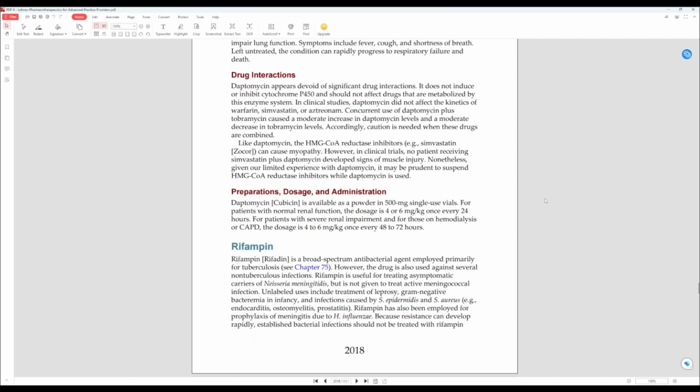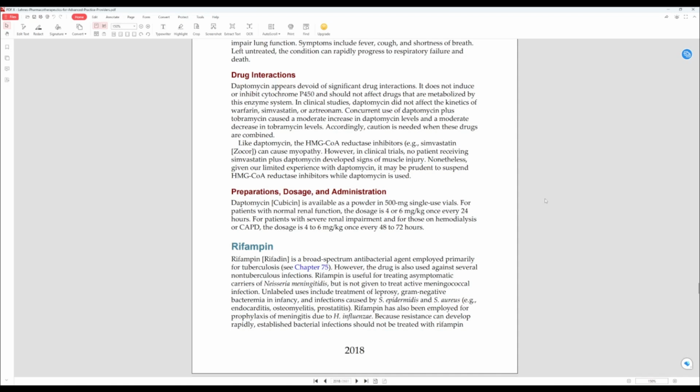Other drug interactions. Daptomycin appears devoid of significant drug interactions. It does not induce or inhibit cytochrome P450 and should not affect drugs that are metabolized by the enzyme system. During clinical studies, daptomycin did not affect the kinetics of Coumadin, simvastatin, or aztreonam. Concurrent use of daptomycin plus tobramycin caused a moderate increase in daptomycin levels and a moderate decrease in tobramycin levels. Accordingly, caution is needed when these drugs are combined.